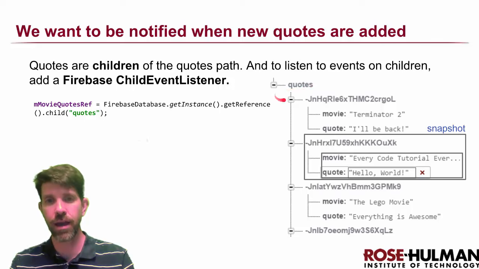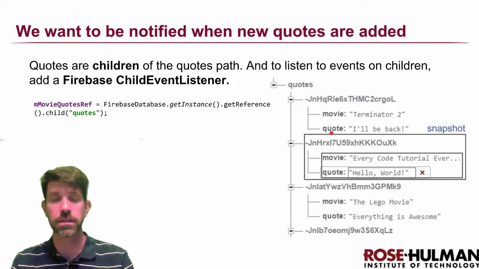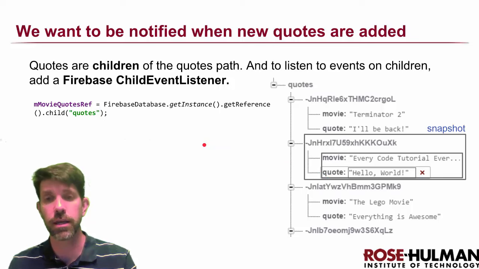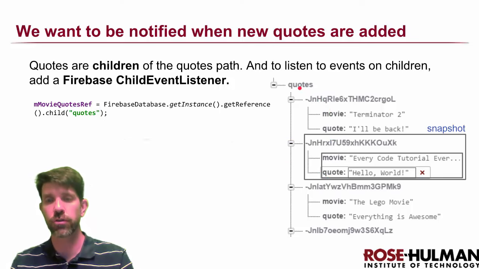Now we have a reference. Remember, our reference was on quotes. So all the changes that are going to be made are going to be at the level of the children of this node, right? So down here, each movie quote object is essentially a child, and it has a key and a value. And remember that guy right there, our snapshot is this. So if we call snapshot.getKey, it gives us this, and then .getValue is this object right here. Okay, and again, they're children of quotes.